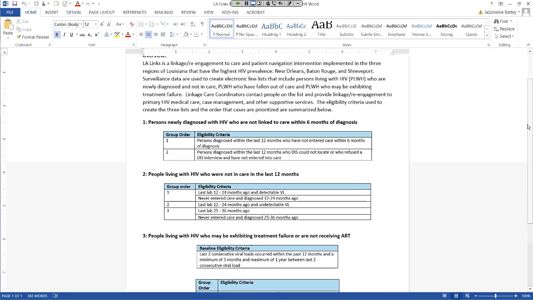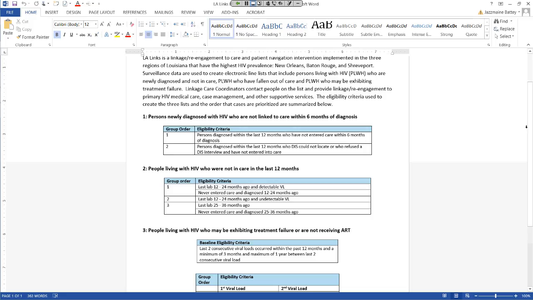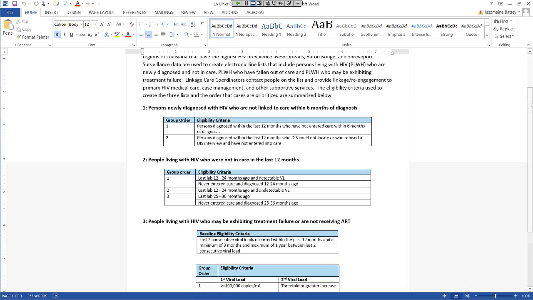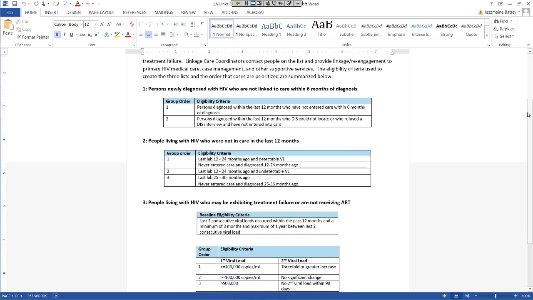We're creating electronic line lists on a weekly basis using an automated series of SAS programs. And so we have electronic line lists that our interventionists use to find the new cases and to contact persons. The one key difference with our project compared to the Colorado project is we made the decision early on not to use DIS and instead are using our specially hired linkage care coordinators who are Louisiana STD HIV program staff.